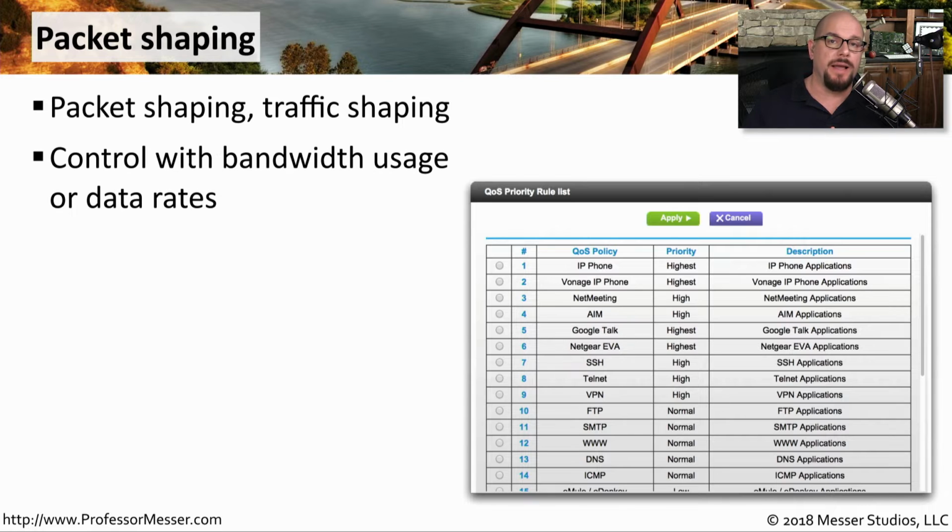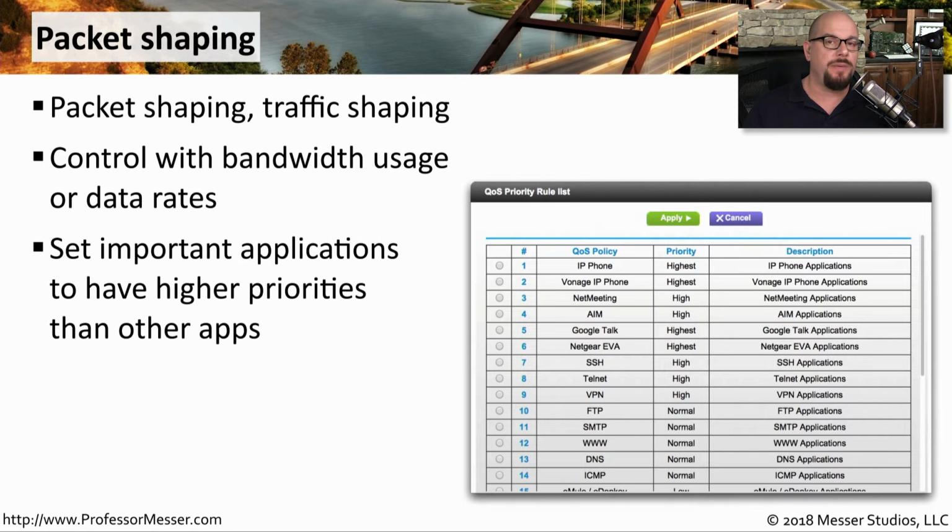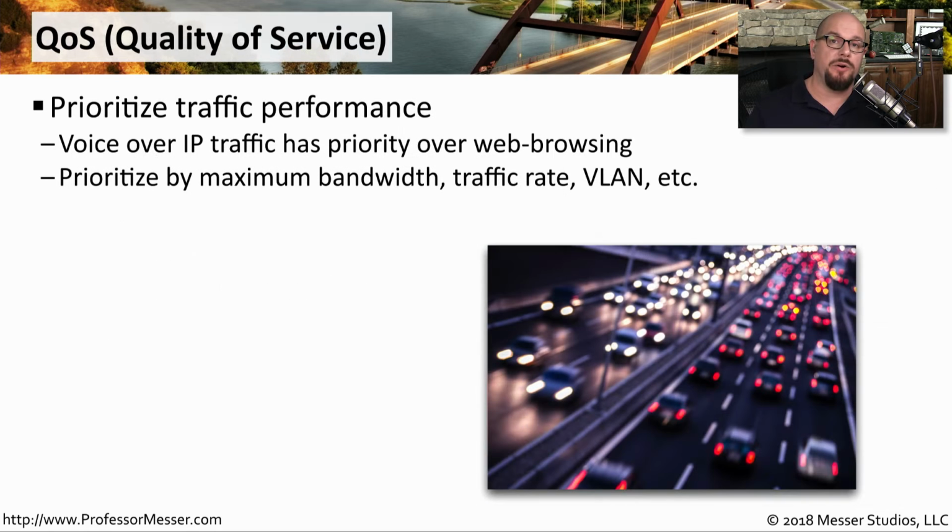This is where we can apply certain bandwidth usages or data rates to a particular type of application. This means that we might be able to set certain applications to have a higher priority on the network than other applications. And of course, there are many different ways to implement this. This may be provided in a firewall, in a router, or inside of a switch. If we're setting these priorities of different applications and prioritizing by the amount of bandwidth or traffic rates that an application uses, we often refer to this as quality of service.